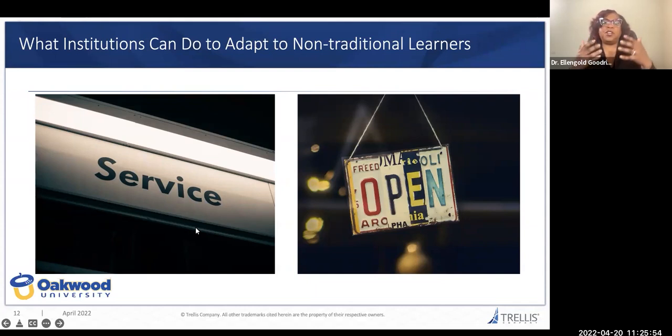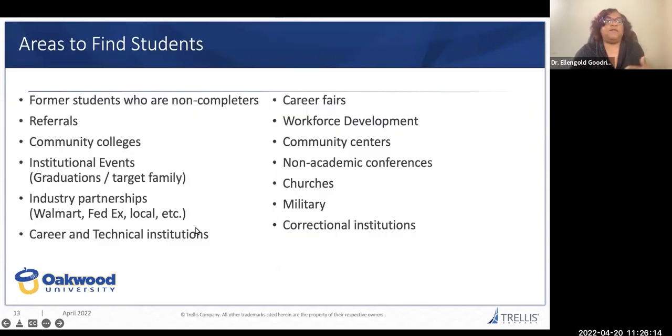You want to make sure there's tutoring services, again, because these learners are coming back and they are at different levels academically. You also want to make sure there's an electronic library in place with multiple databases and technological support 24/7.